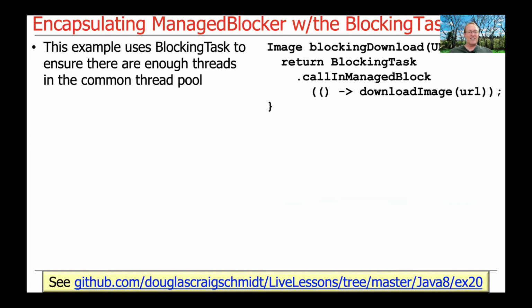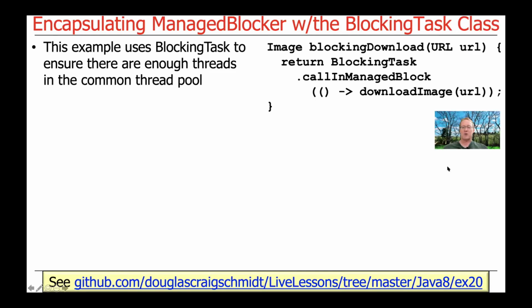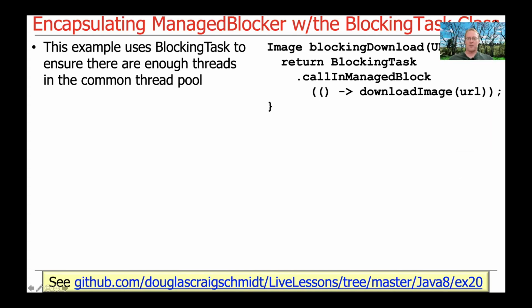So now let's go ahead and take a look and see how this could actually be used in practice. If you go once again to the EX20 folder that's in my GitHub repository, you'll see that there's a little example that downloads a bunch of images given URLs. And one of the methods that we use here is called blockingDownload, and we'll see what that does in a second. Basically the idea of this example is to use BlockingTask to ensure there are enough threads in the common fork join pool in order to be able to do these downloads efficiently. So let's take a look and see how this works.